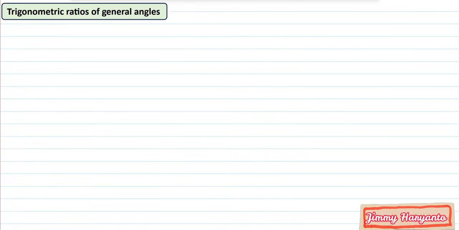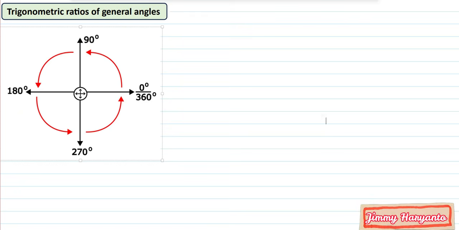Okay guys, next is trigonometric ratios of general angles. If we already learned trigonometric ratios of acute angles before, this time we will learn trigonometric ratios of general angles. General angles means it can be more than 90, because acute is less than 90. This time we will learn the trigonometric ratios for angles maybe more than 90 or less than 0.